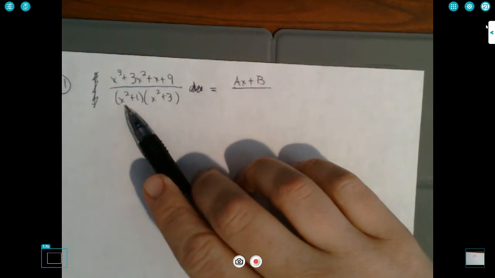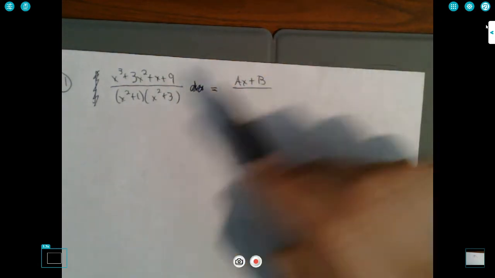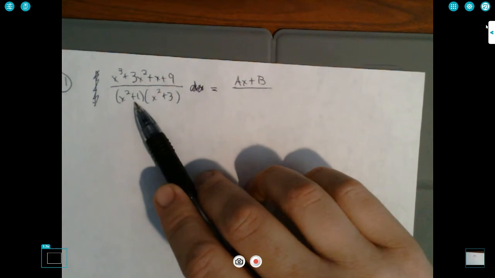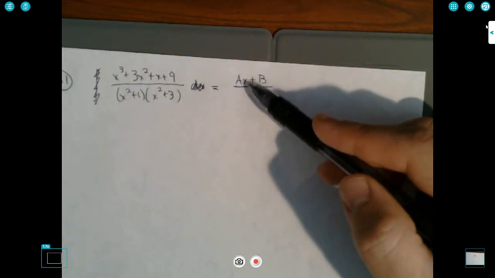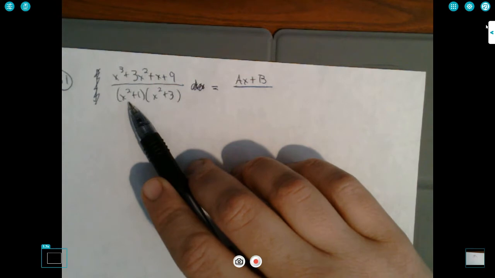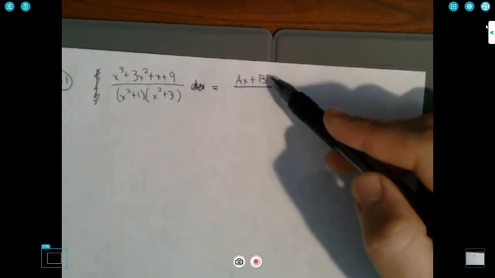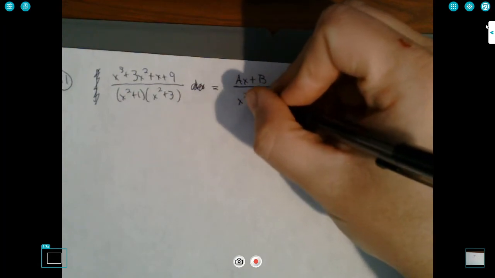Whatever factor you have, the numerator has to be 1 degree less than that. So if it's a linear factor, if this was just x plus 1, well, 1 degree less than that would just be a constant. So you would just have a over x plus 1. But since it's a quadratic, x squared plus 1, the factor in the numerator has to be 1 degree less than that. That would be a linear factor. So ax plus b over x squared plus 1.